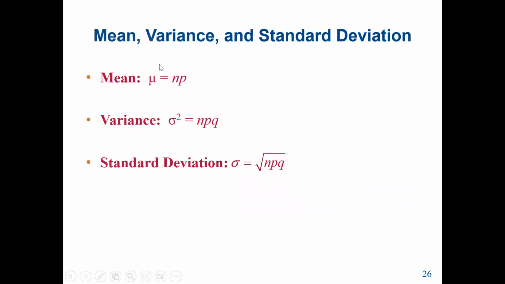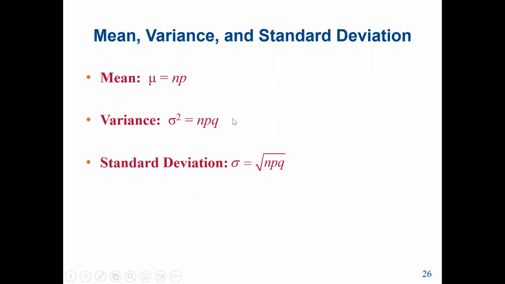The next topic will be finding the mean, variance and standard deviation of a binomial distribution. Now, with a binomial distribution, to find the mean, it's always N times P. To find the variance is N times P times Q. And to find the standard deviation is the square root of the variance, which is the square root of NPQ.